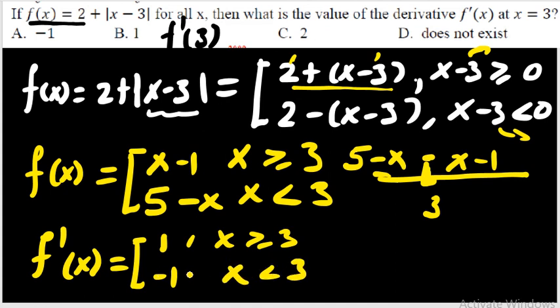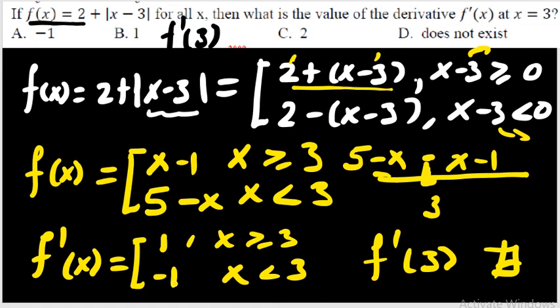Now, as you see here, the derivative of the function for all x greater than or equal to 3 is 1. It's a constant. And for all x less than 3, it's negative 1. So the derivative of the function at 3 doesn't exist, because the derivative from the right side is always 1, from the right side of the 3. But the derivative of this function to the left side of 3 will be negative 1.